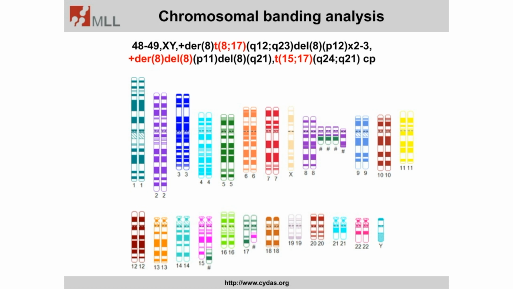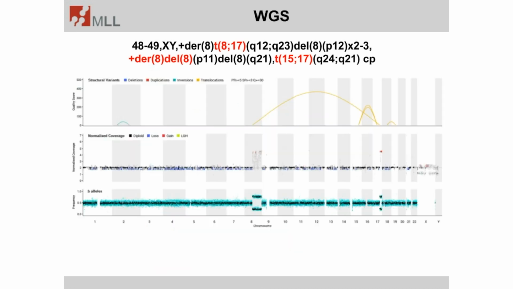If we now have a look at the readout that comes from the Variant Interpreter, and the same case is shown here, you very nicely can see on the upper level the translocation 15;17 and 17;15 because it's reciprocal. And you also can see the 8;17. And on the middle level, you can see the derivative chromosomes 8 with gains of chromosome 8 being shown there.